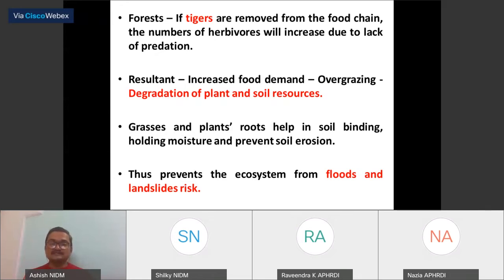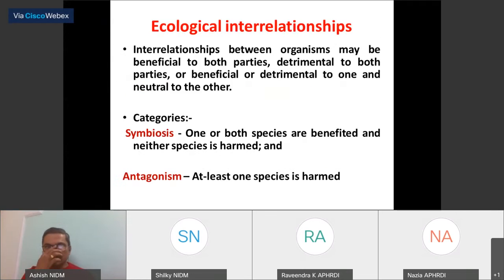We all know that the roots of grasses and plants help the soil bind and hold moisture and prevent soil erosion. So the resultant ecosystem will be full of floods, full of droughts, and there will also be landslide risks. One cannot imagine that if tigers are removed from the food chain, it can result in several kinds of disasters. So this interdependency of species is very important, and we have to learn about these things so that we can coexist with each other.